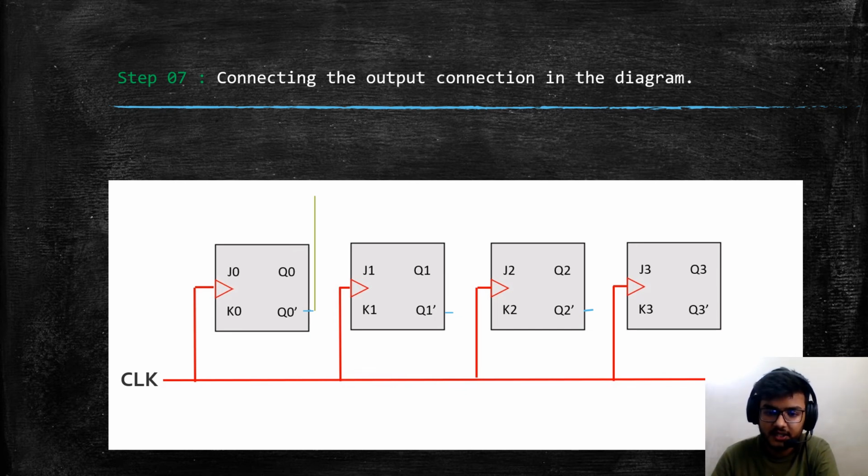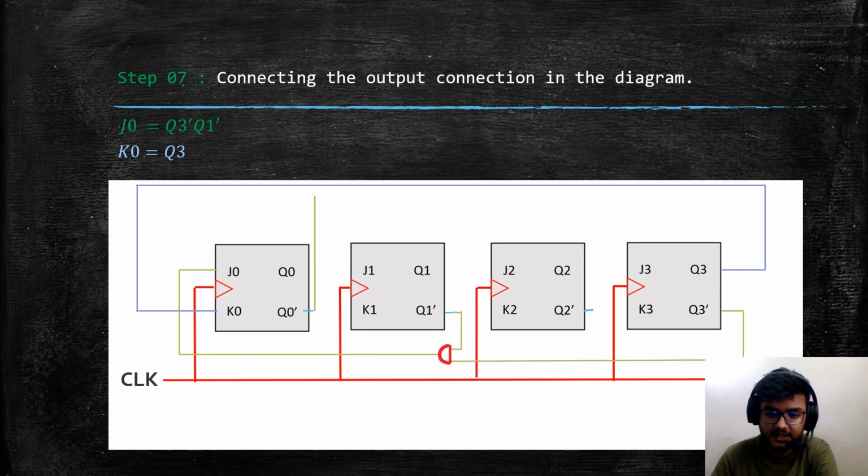Our next step is connecting the output connections in the diagram. From the K-map, we have found some expressions. First, K0 equals Q3, then J0 equals Q3 prime, Q1 prime. Here Q3 prime and Q1 prime are first connected with an AND gate, and then it is directly connected to J0.